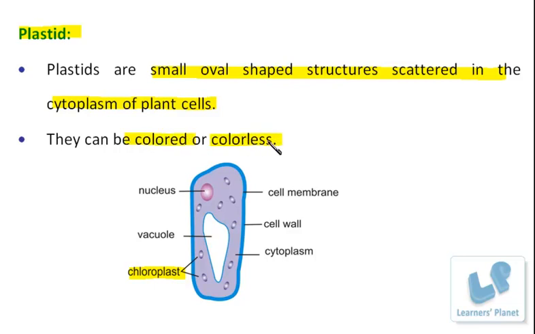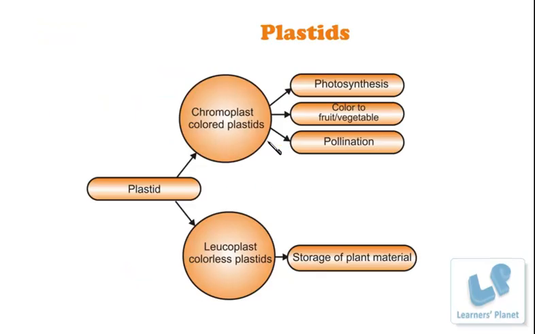Now let me show you one chart so that you can understand what these colored and colorless plastids are known as, and what the function of each type is. So here is the flow chart. These plastids can be either chromoplast or leucoplast. Chromoplast means what? The word chromo means color, and plast is related to plastids. So the colored plastids are scientifically known as the chromoplasts.